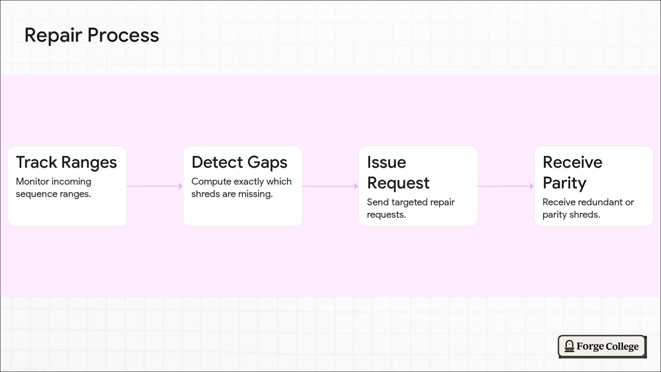And they don't even necessarily need the exact missing piece back. Thanks to sophisticated erasure coding, they often receive redundant parity shreds, meaning even if a repair packet gets dropped, they can still mathematically reconstruct the missing data.